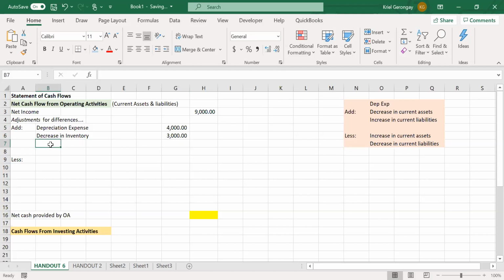Is the 3,000 from subtracting 2019 from 2020? Yeah. If it was the other way around, where 2019 was 11,000 and 2020 was 14,000, would we still record an increase in inventory? Yeah, so that increase in inventory will go to this. We're going to have to less it. Oh.